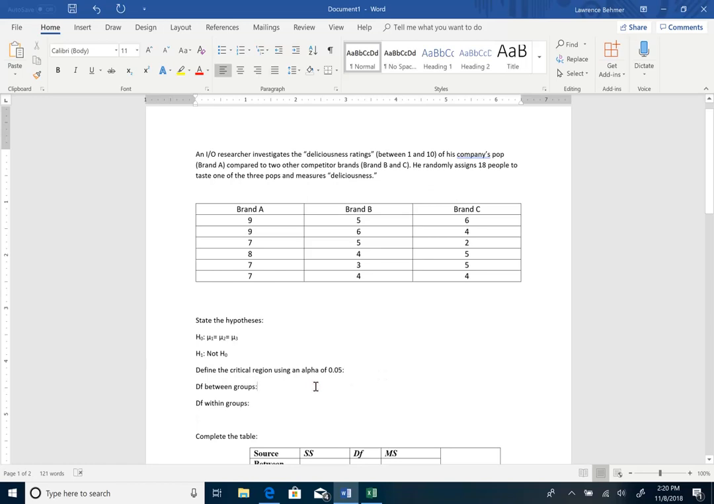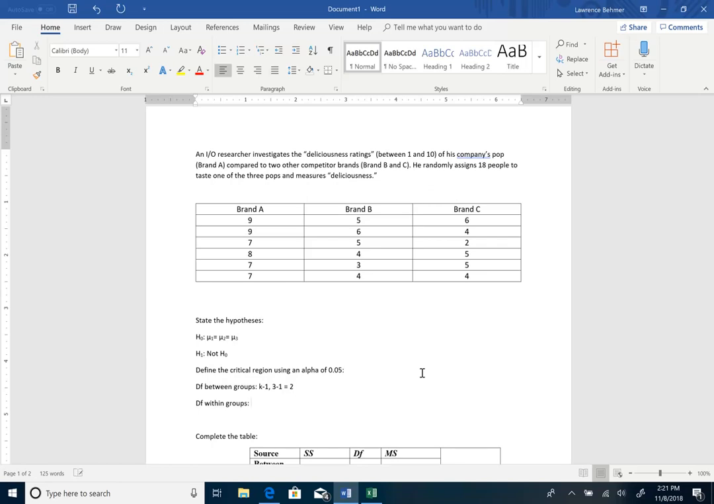Because we can just remember our formulas. We know how many people are in this study right here, and we know how many conditions we have. And that's all we really need in order to figure out the degrees of freedom for both between groups and within groups. The degrees of freedom for between groups, the formula is k minus 1, right? So k is the number of conditions. So 1, 2, 3. So 3 minus 1 equals 2, right? So our degrees of freedom for between groups is 2.